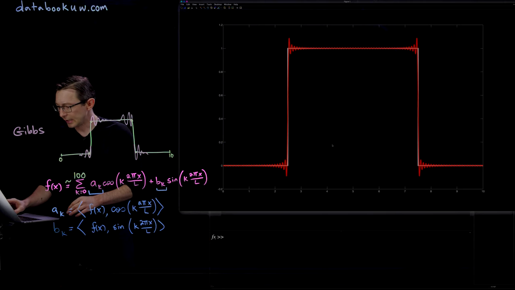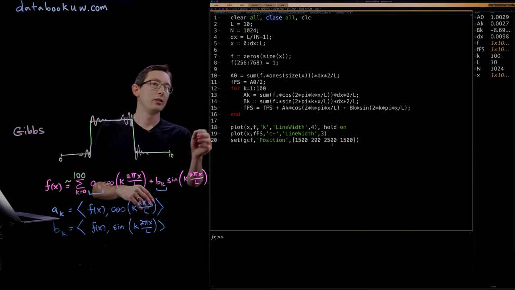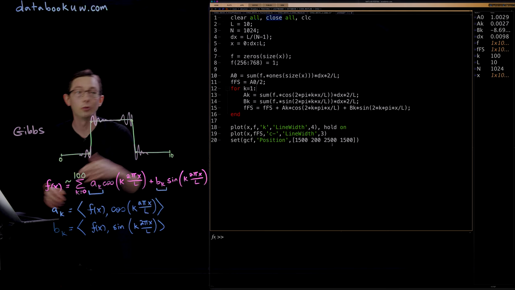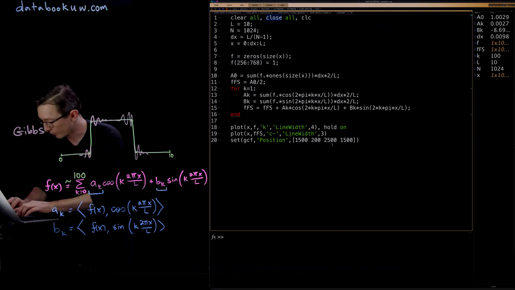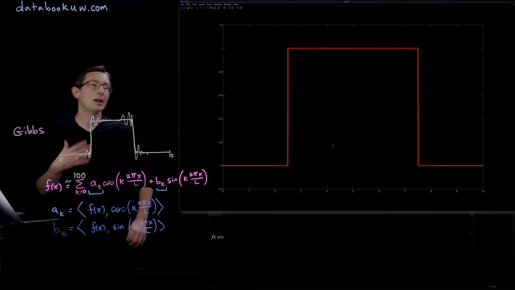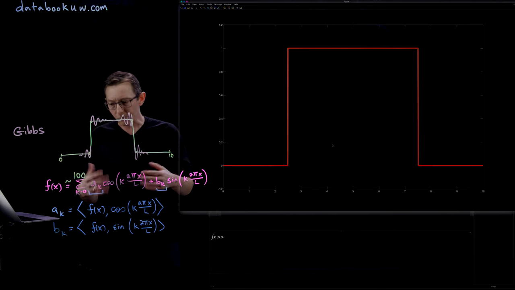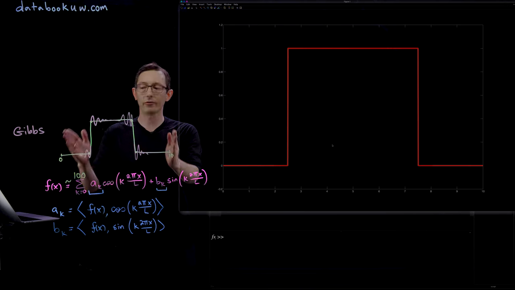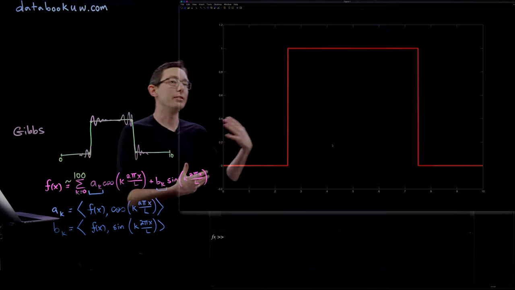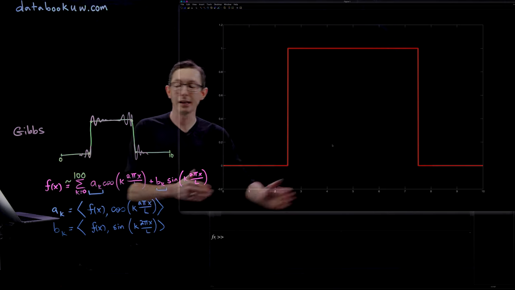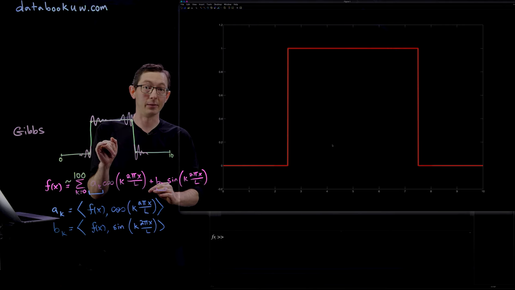Something you'll see is that if you increase this number from 1 to 100, if you increase this to something like n over 2, where n was the number of grid points I have, so let's say I add up 512 of these, in this case, I actually do a really nice job. So if you're approximating your function on a discrete domain with n points, now you can get away with adding up n over 2 of these sines and cosines, and you finally get rid of that Gibbs phenomenon.